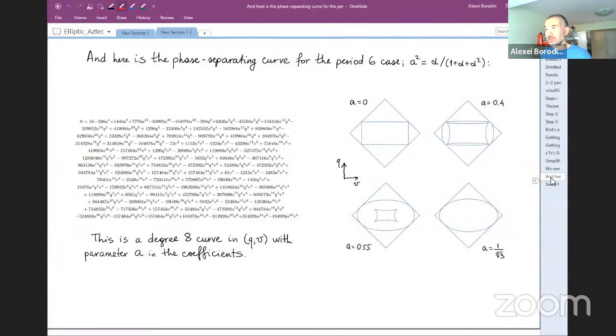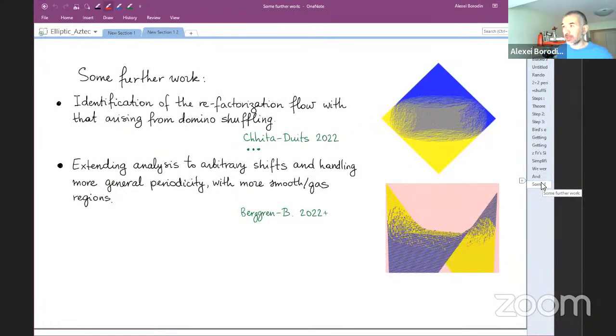It happens to be, in the finite order case that so far we considered, a degree eight curve. This is its equation in the period six case. It's not such an appetizing equation to look at, so maybe this is not the greatest object to consider, but this is the curve one sees when one does the simulations. And there is an equation, for what it's worth. So that's about it. I wanted to maybe draw a couple of connections.